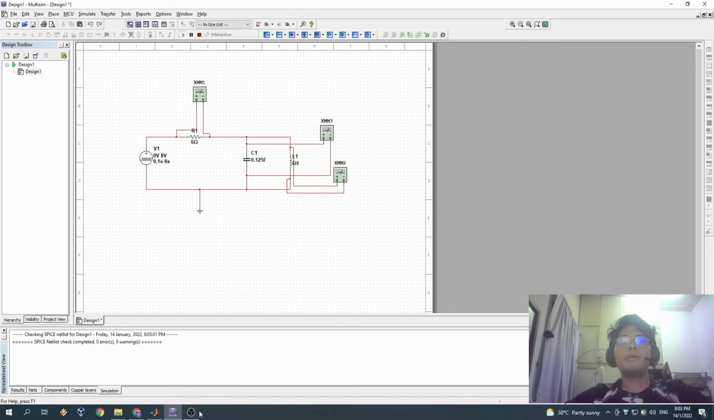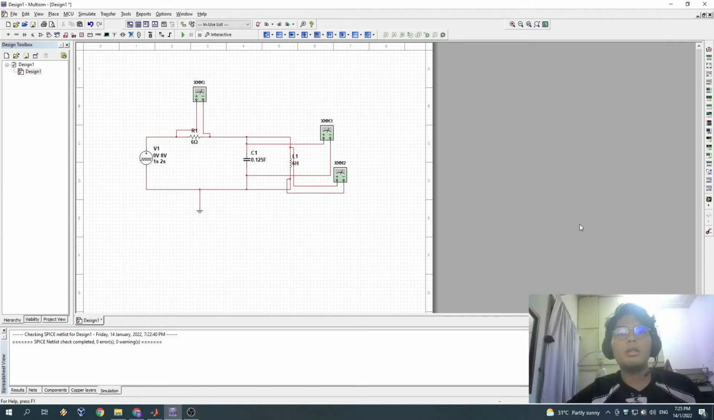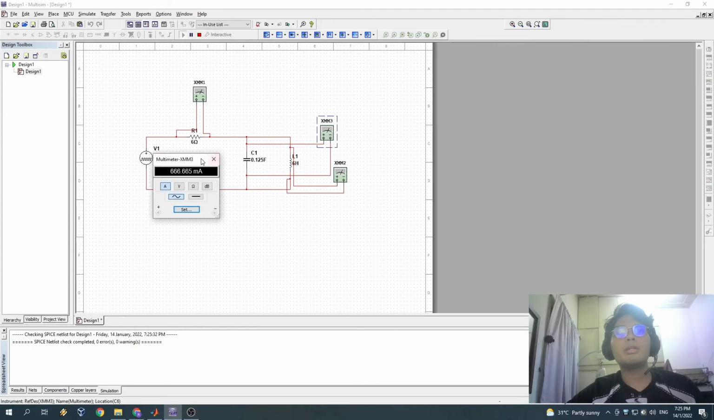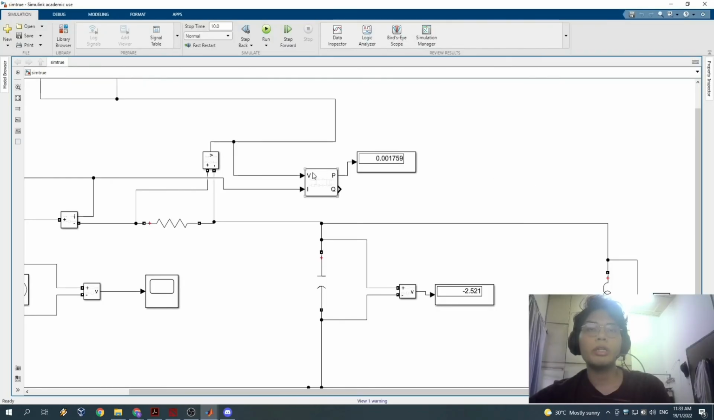The next one we will do the current through each component. So firstly, the current through the resistor is 12.239 milliampere. Next, I will do the current for the capacitor. So we will run, and then we can see that the current through the capacitor is 666.665 milliampere. For the current through the inductor, we get 133.33 microampere.